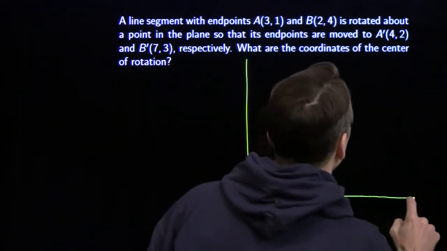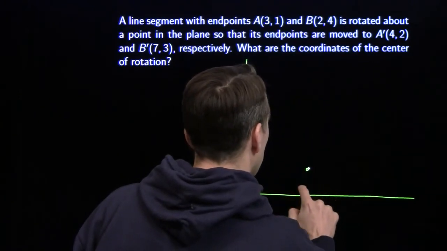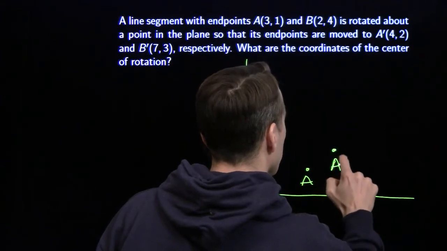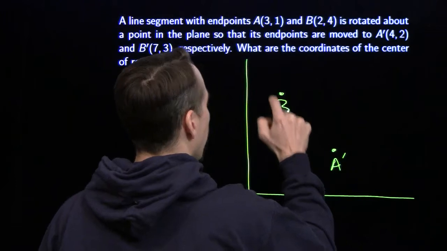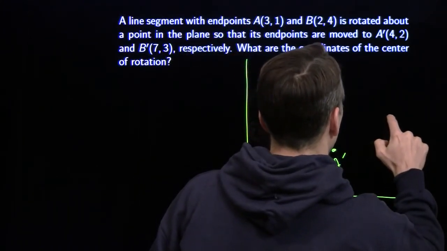So again, we'll start with our sketch. We've got A prime. I'm not going to put all the coordinates in. I want to keep my diagram a little bit clean. We've got all the coordinates up there anyway. So we're going to go out to (7, 3).